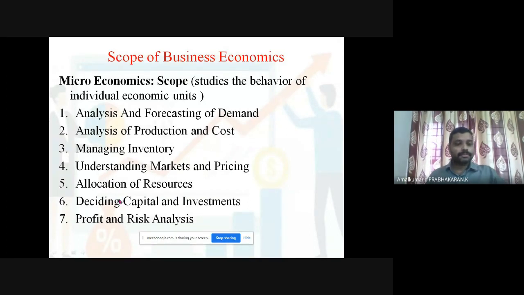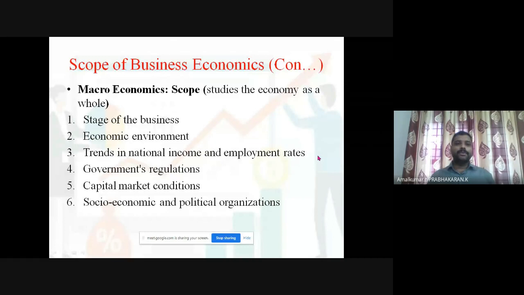The sixth one is deciding capital and investment, and the seventh one, profit and risk analysis. These are the different microeconomic scope. Then we are moving to the macroeconomic scope. Macroeconomics studies the economy as a whole. In case of macroeconomics, we study the economy as a whole.